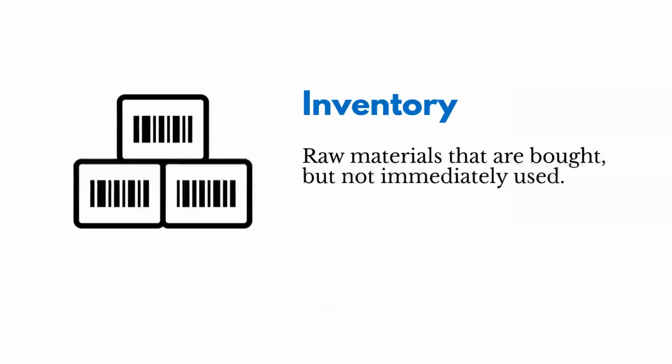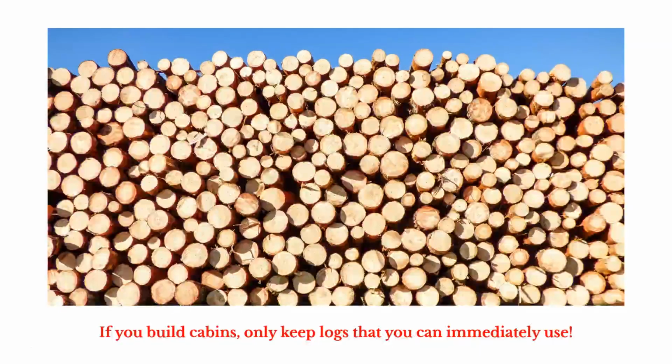Then there's the waste of inventory. So purchasing raw materials, but not immediately using them, allowing them to just sit around, to go bad. You've got to pay storage costs on them. It gets expensive. So imagine if you build log cabins, you only want to keep the logs that you can immediately use. Those logs can rot if they sit around for too long. Bugs can get in them. They've got to be cut and dried fairly quickly and then used to build our home.